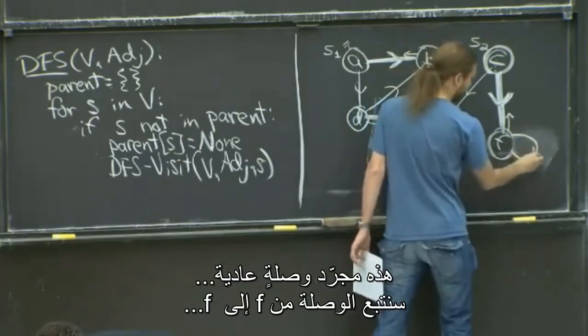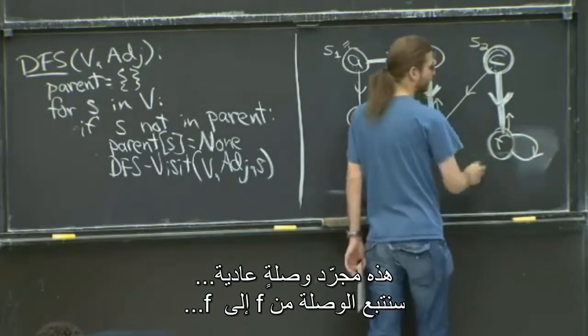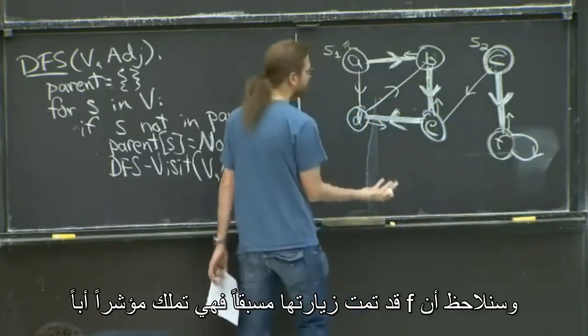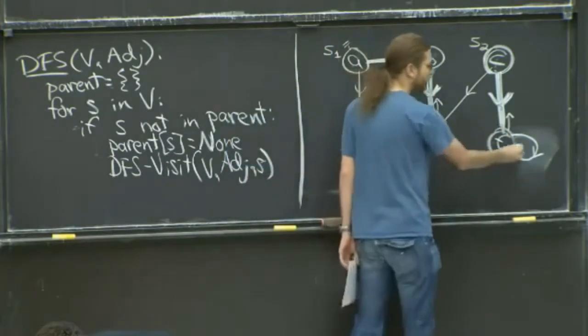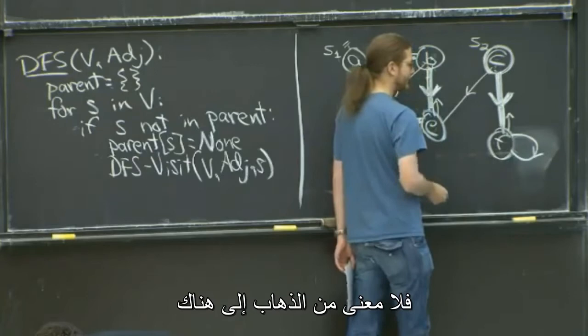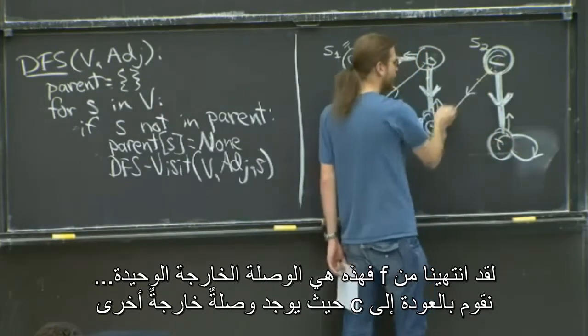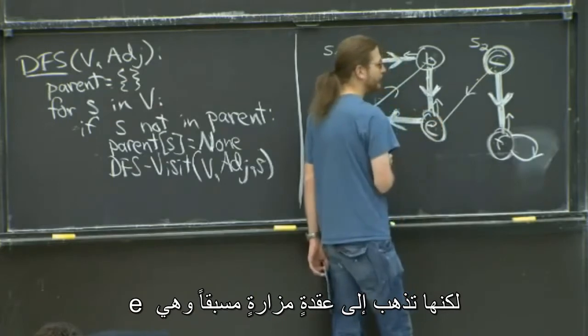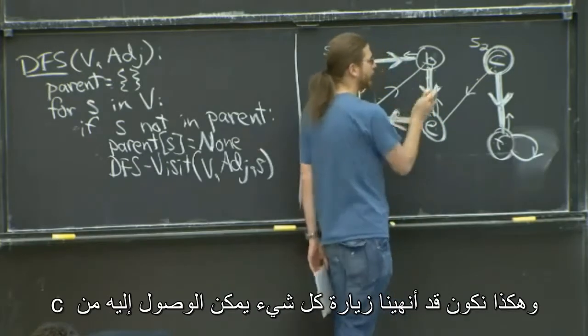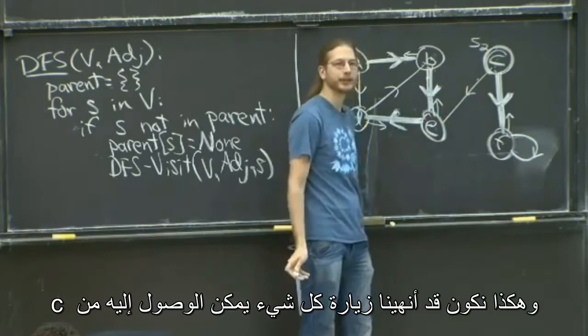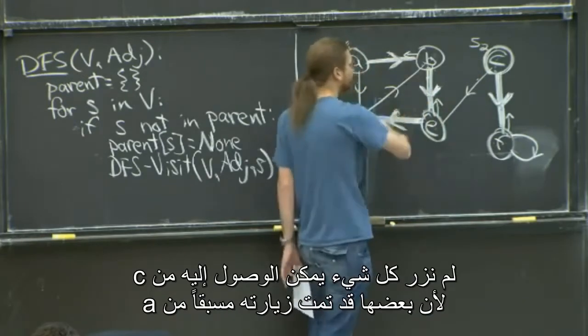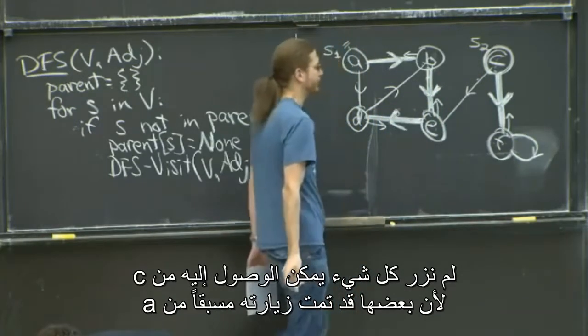This is just a regular edge. We follow the edge from F to F. We see, oh, F has already been visited. It already has a parent pointer, so there's no point going down there. We're done with F. That's the only outgoing edge. We go back to C. There's one other outgoing edge, but it leads to a vertex we've already visited, namely E. And so we're done with visiting everything reachable from C. We didn't visit everything reachable from C because some of it was already visited from A.